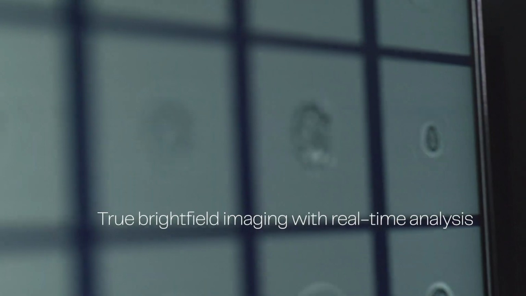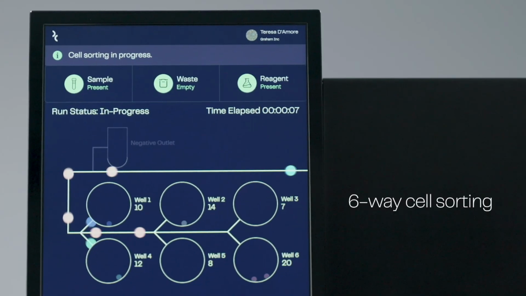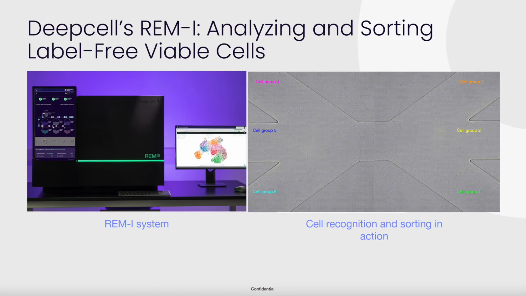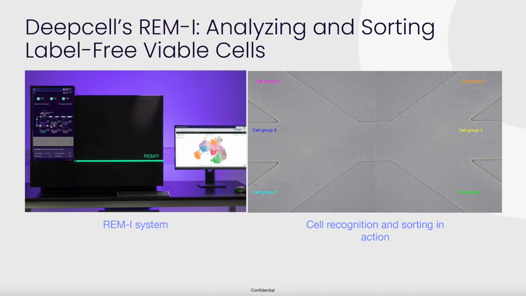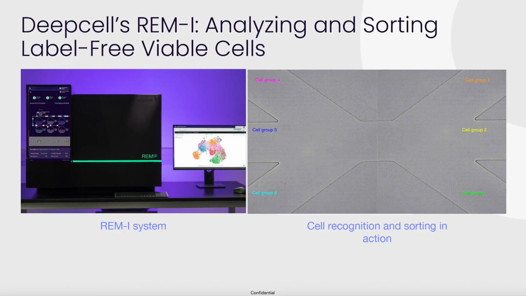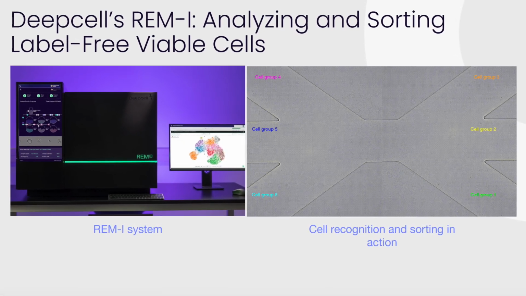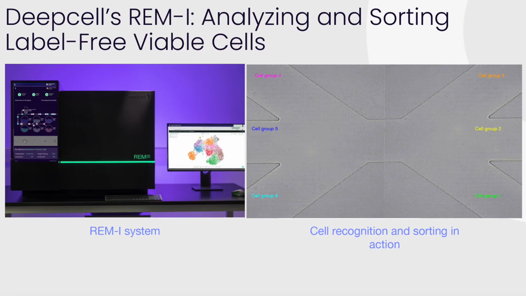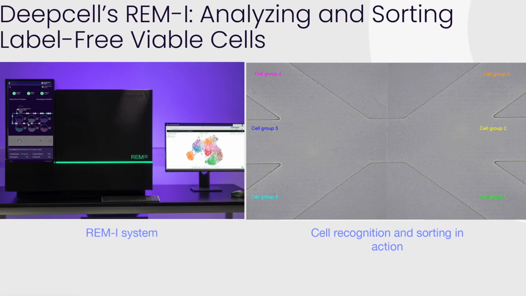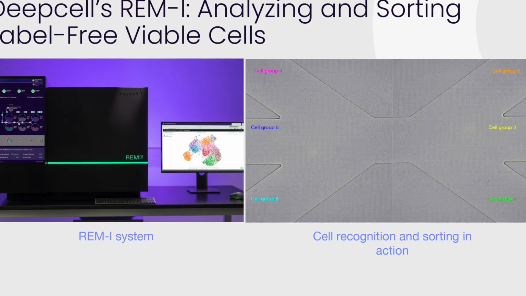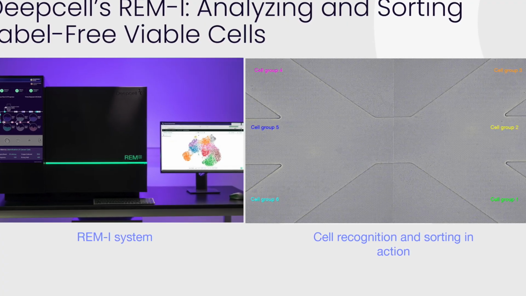This is what our sorting looks like in real time. We have a very simple, very gentle method of sorting, which essentially keeps these cells viable for downstream processing and any downstream functional assays you would like to do. Oftentimes people sequence after sorting these cells, but we've had people experiment quite nicely with different functional assays after the fact. The world is your oyster when you're looking at how to use these viable, unperturbed cells.